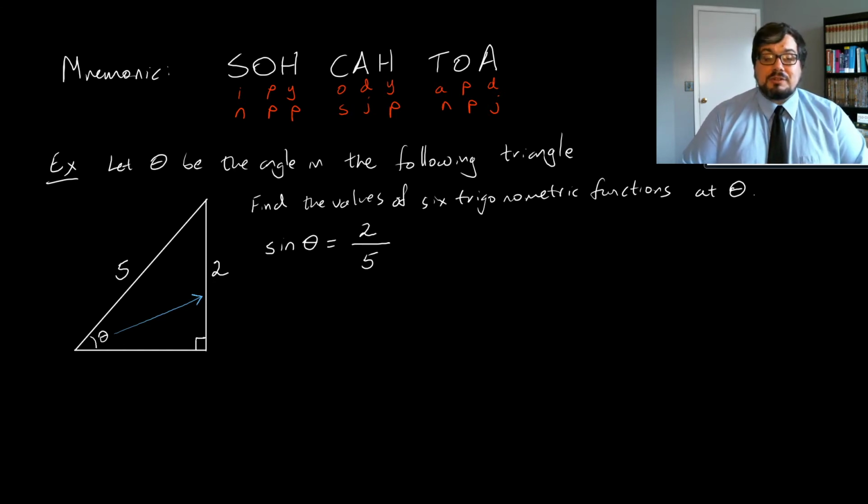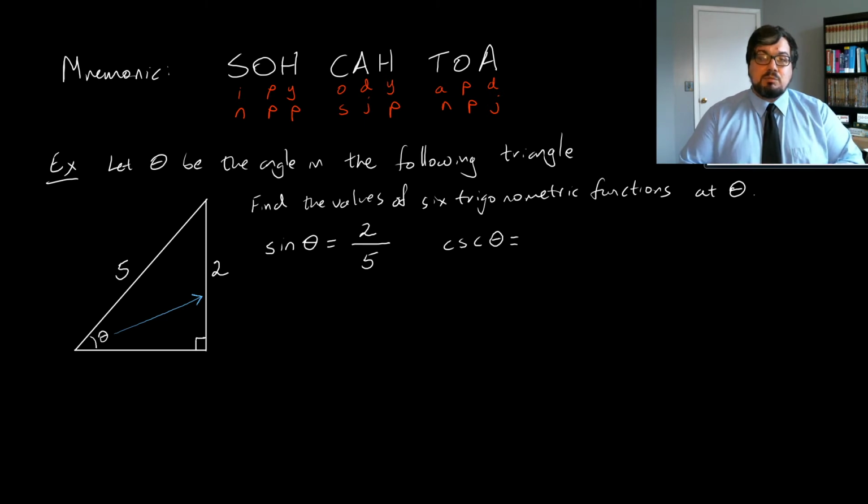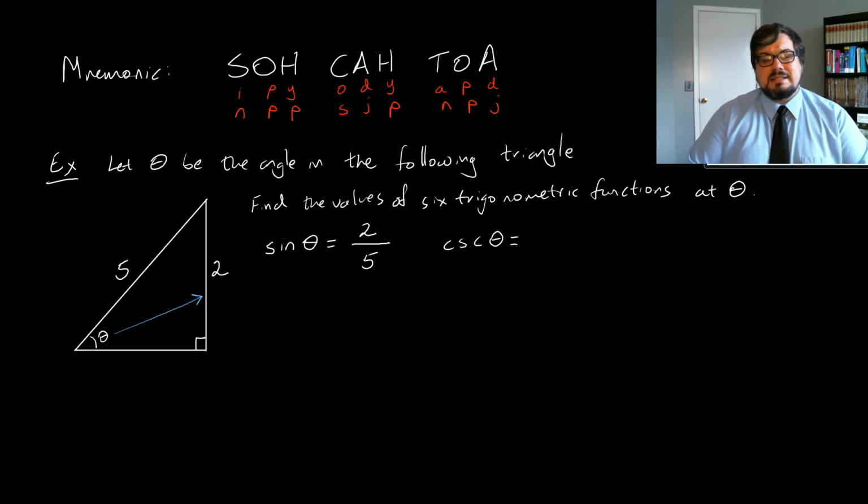From this, we can actually figure out immediately what the cosecant of theta is. That's because cosecant is the reciprocal of sine. So cosecant is hypotenuse over opposite, whereas sine is opposite over hypotenuse. Since the sine of theta is 2/5, cosecant of theta will be the reciprocal of that, namely 5/2.